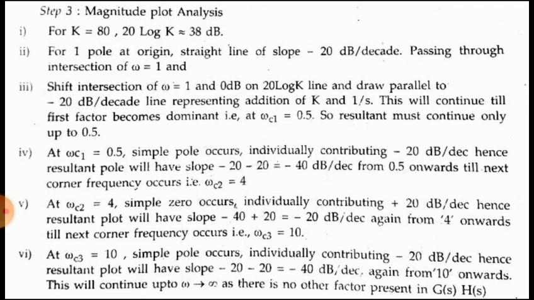So for the poles at origin, you have to draw a straight line of slope minus 20 dB per decade passing through the intersection point of omega 1 and the 0 dB line. For poles at origin, the phase angle phi 2 is equal to minus 90 degrees, because for one pole it is minus 90 degrees, for two poles it is minus 180 degrees. It is a single pole, so phi 2 is equal to minus 90 degrees.